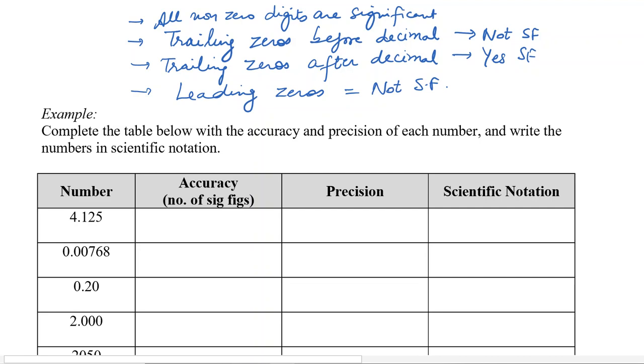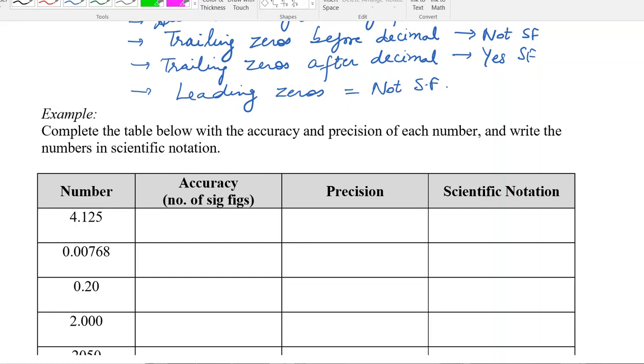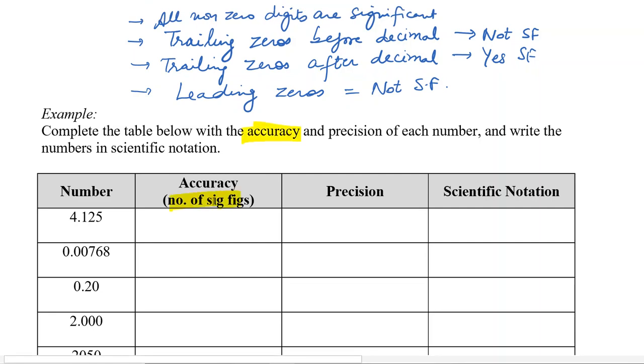All right, so in this problem, for each number, we need to figure out the accuracy. That means the number of sig figs. We need to find the precision. So precision means we are figuring out the place value of the rightmost sig fig. And then we need to write it in the scientific notation.